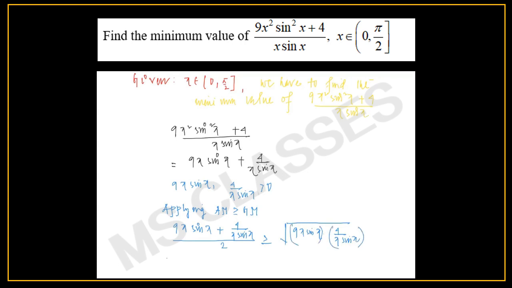Now this gives us 9x sin x + 4/(x sin x) ≥ 2 × 6, that is 12. That is, the minimum value is 12. Now the question is whether it is possible for this expression to attain this minimum value. When will this be attained? We know the equality holds true when the terms are equal.